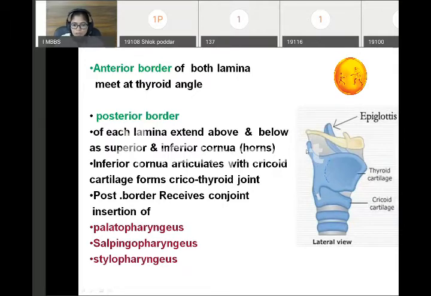This posterior border receives the conjoint insertion of 3 muscles. These are, from above downward: palatopharyngeus, then salpingopharyngeus and stylopharyngeus.